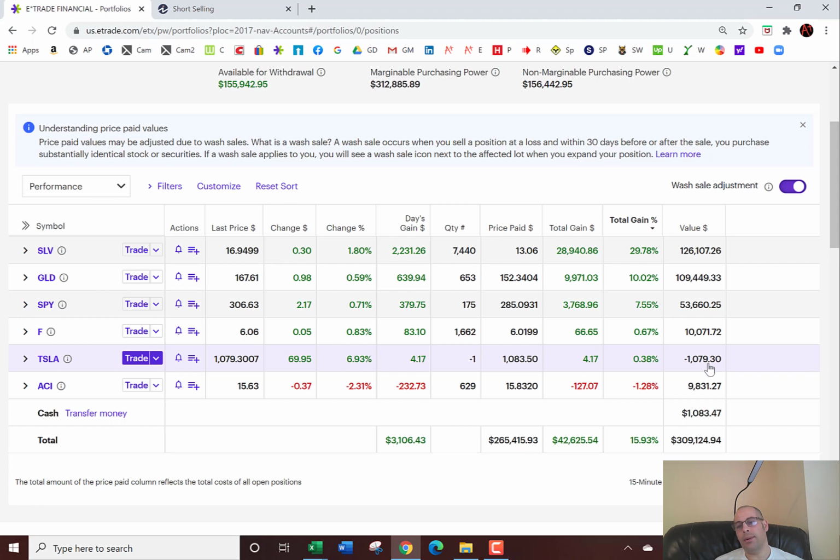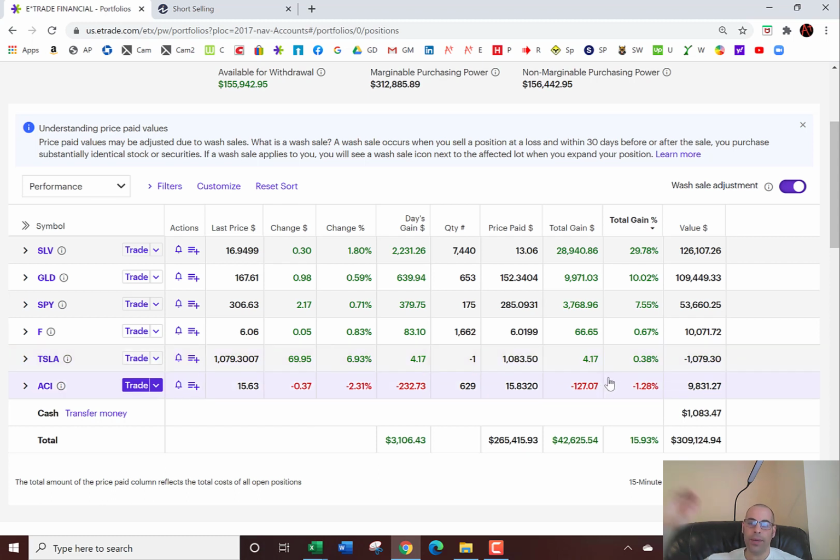But if the price of stock goes up to 1,200, that would be a higher negative, and it would be -1,200 in my account, which is bad for me. And the difference between the cash amount, the $1,083, and the $1,079 is the $4 I made on Tesla. Since I bought the stock, it has gone down $4. So I made $4.